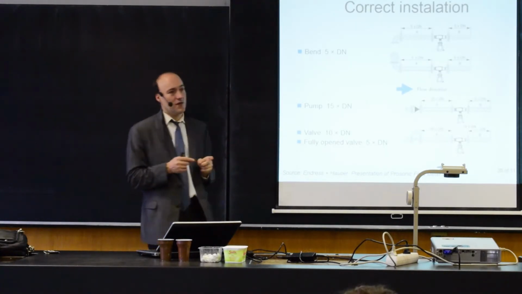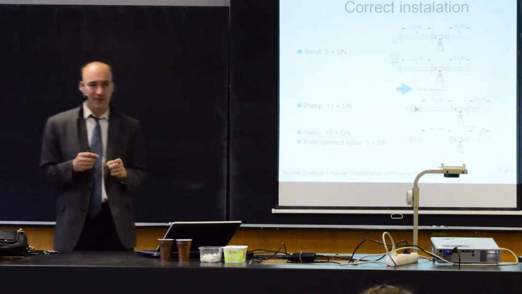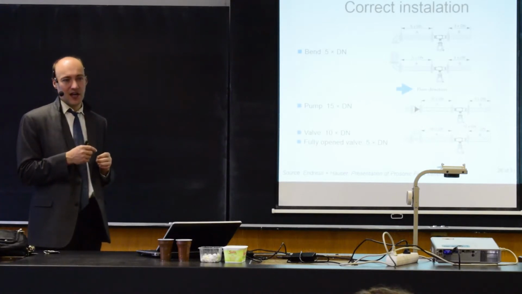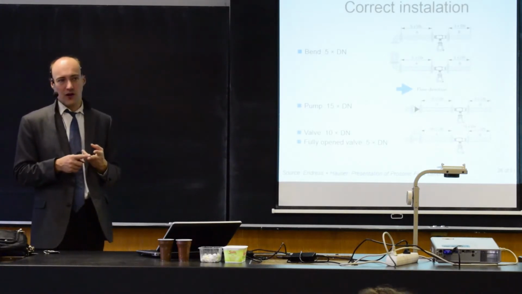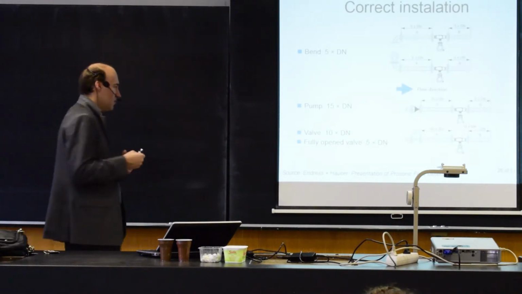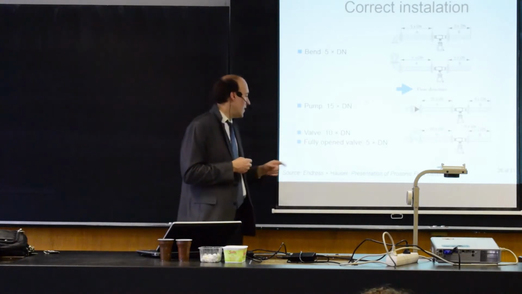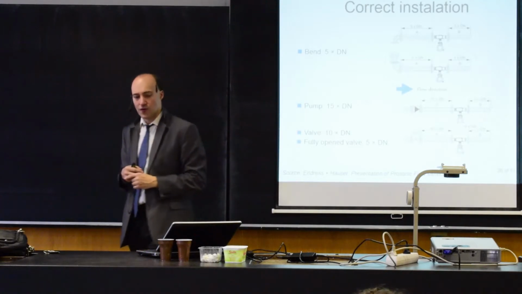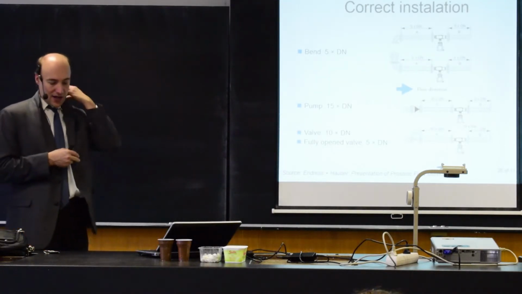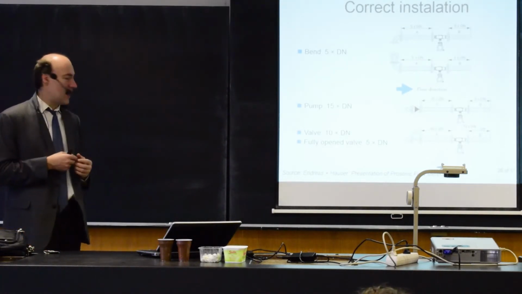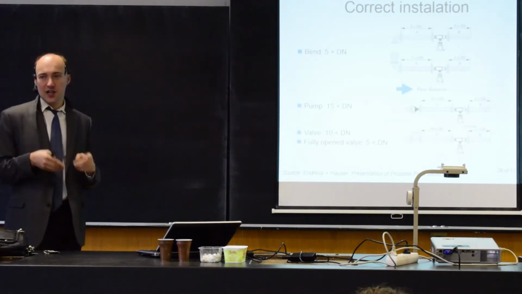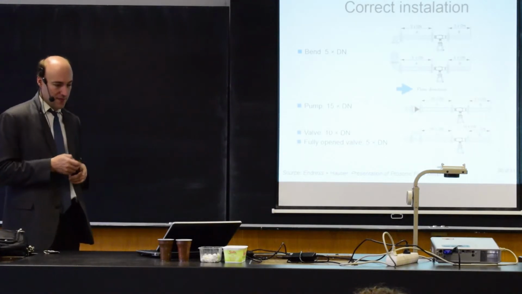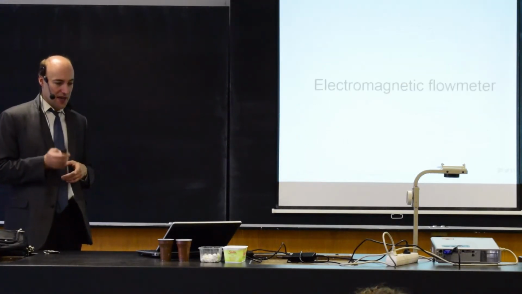If the valve can be controlled, it means it's not fully on or fully off. So you can change the flow rate with the valve. If you just have a fully open valve or fully closed valve, then you can keep at least 5 pipe diameters. So the installation is more convenient. It fits into smaller systems.